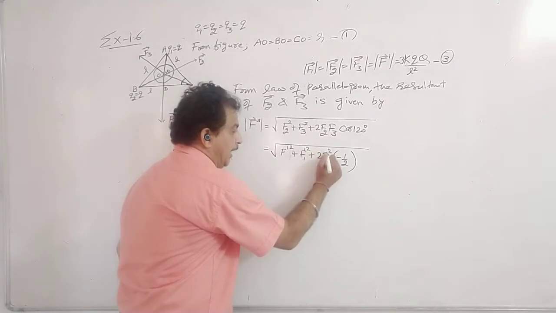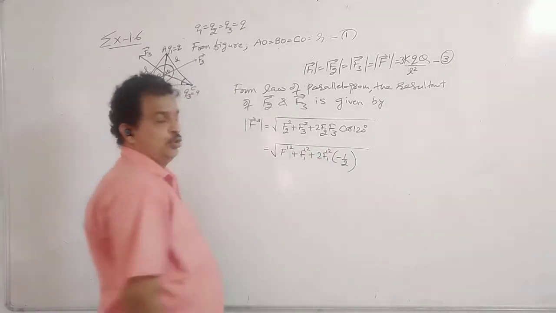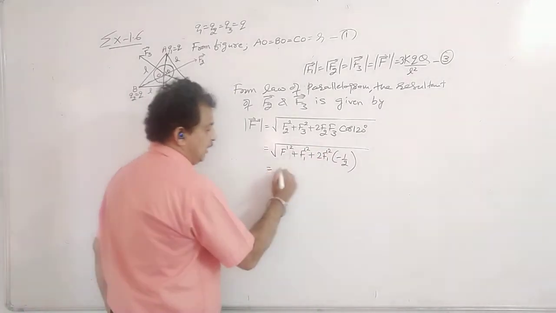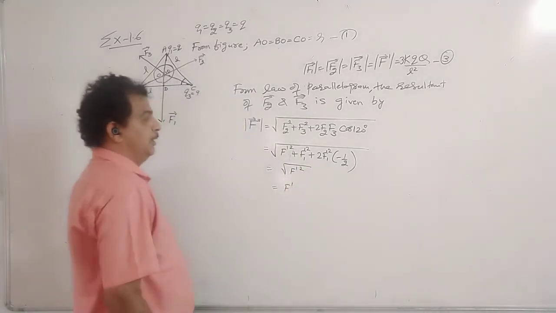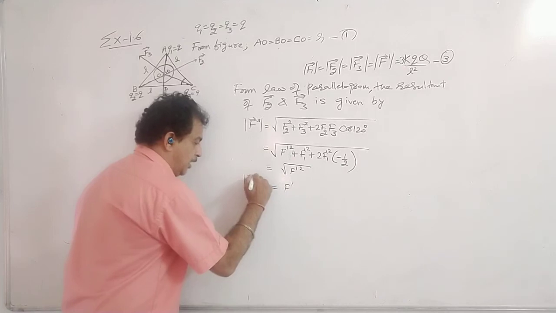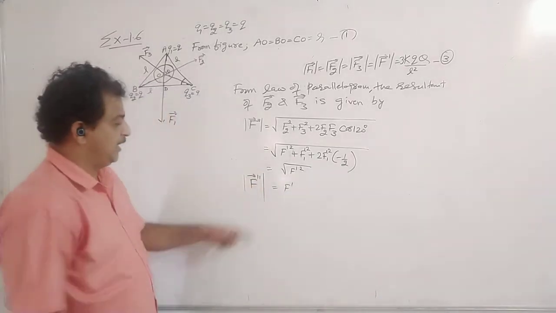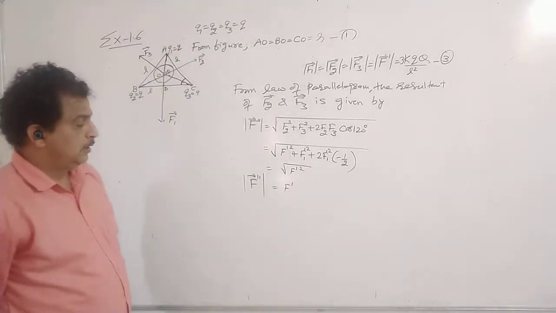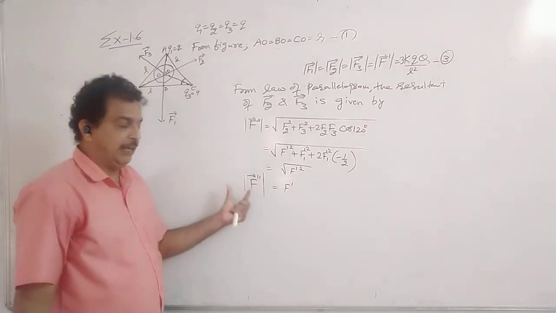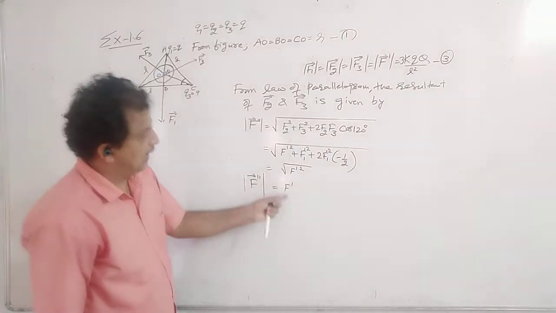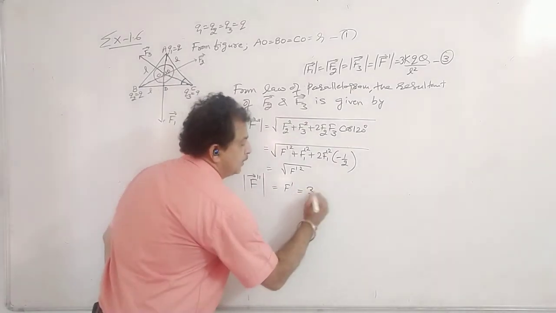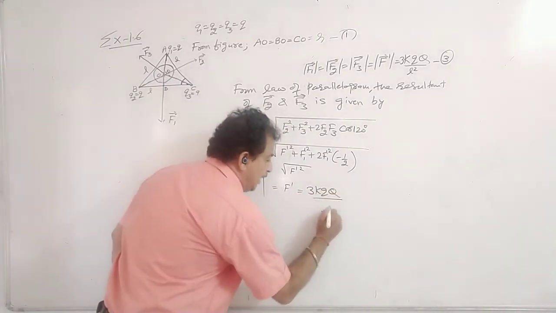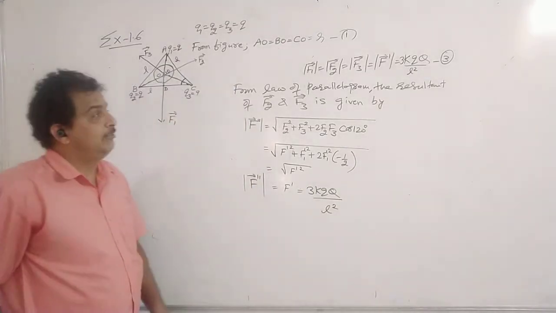F1 dash square, F1 dash square, that will also cancel. So you are left with only under root F1 dash square, that is again F dash. So this is the resultant of, we name this as F double dash. The resultant of F2 and F3 comes out to be same as F2 and F3, that is equal to 3kqq upon L square.